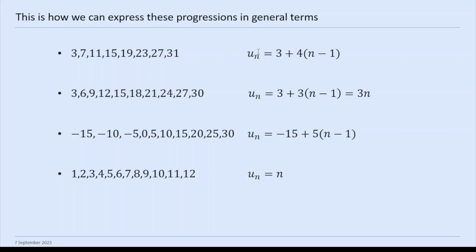We can also write these in terms of a general term. So for this one we write these as u1, u2, u3, u4, etc., and then we write un equals 3 plus 4 times (n minus 1). So for instance the third term, 11, is 3 plus 4 times 2. That is correct. This one, it's the first term 3 plus 3 times (n minus 1), where 3 is the difference, and we can simplify this just to 3n, which shows this is just a 3 times table. This one is minus 15 plus 5 times (n minus 1), and this one, un, is just n. So the 6th term is just 6, the 12th term is just 12.